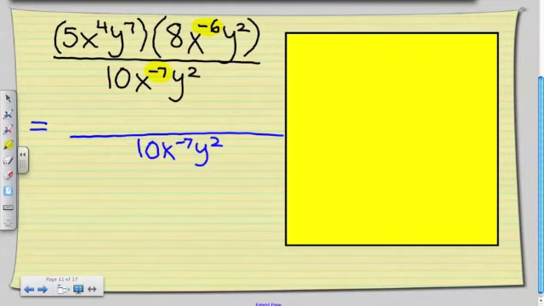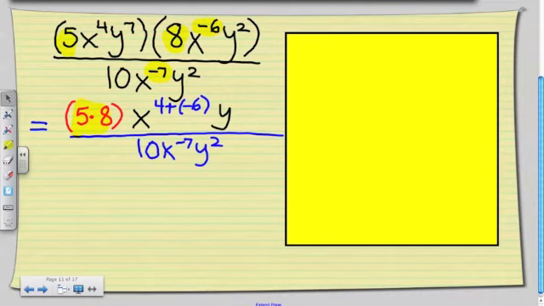And so remember, we're looking at like terms. My 5 and my 8 are a like term, so I'm going to multiply 5 times 8. My next set of like terms is my x terms. So I'm going to keep the base the same and add my exponents. 4 plus negative 6. Same thing with my y terms. Keep the base the same, and I'm going to add the exponents. 7 plus 2.